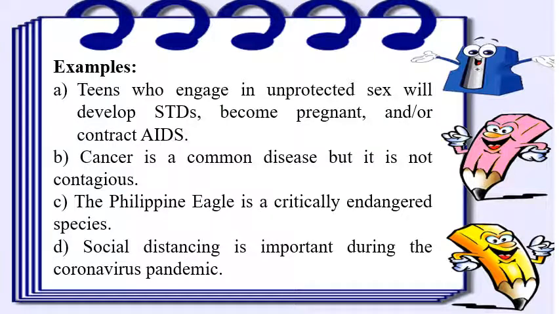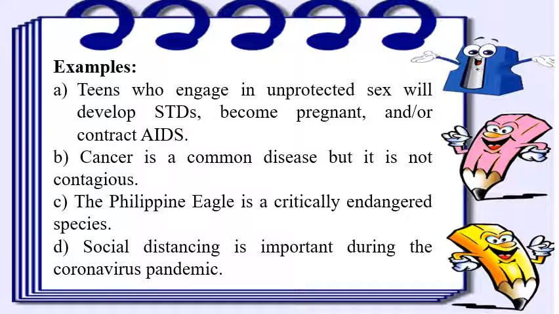So say, for example, the first example: teens who engage in unprotected sex will develop STDs, become pregnant, and or contract AIDS. Number two, cancer is a common disease, but it is not contagious. A third example is the Philippine eagle is a critically endangered species. Number four is social distancing is important during the coronavirus pandemic.